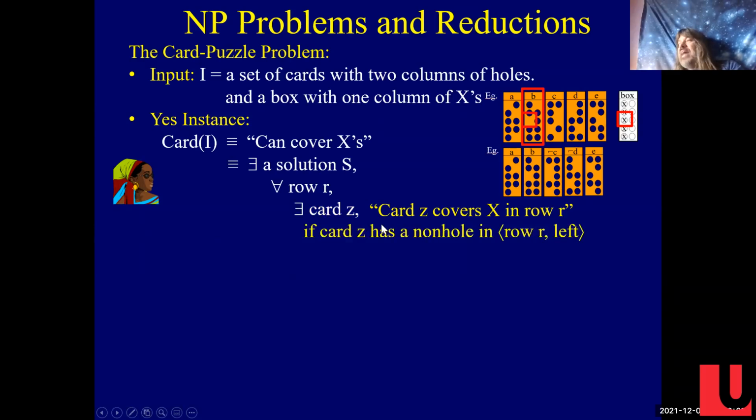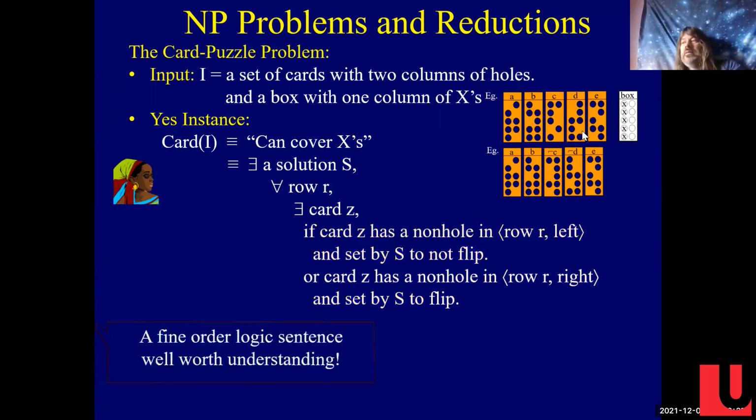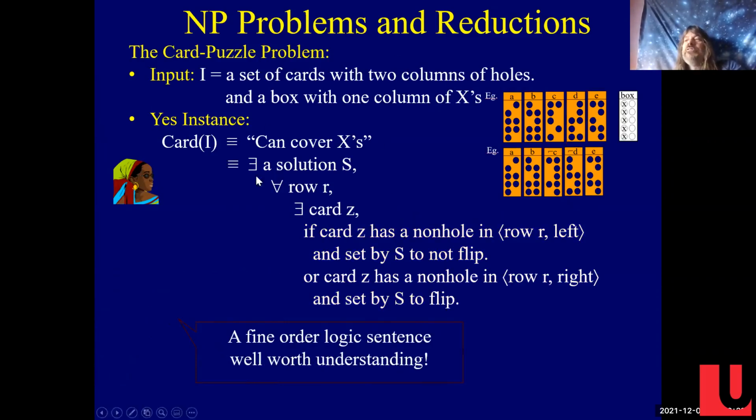And what does it mean to cover an X? A card covers an X if it doesn't have a hole over here and I don't flip it, right? Or it doesn't have a hole on the other side and I do flip it, right? Does that make sense? So here we have two first order logic sentences, right? And it's hard for me to prove either of them, right? Why is it hard? The hard part is knowing how to flip the cards, right?